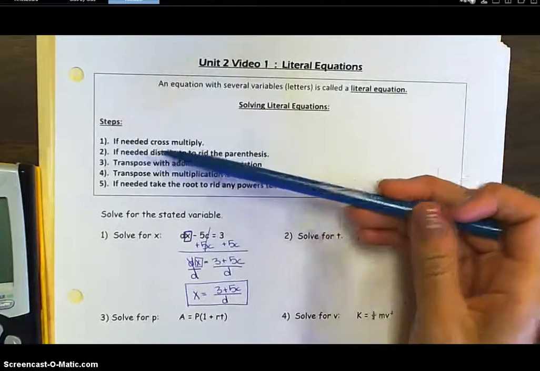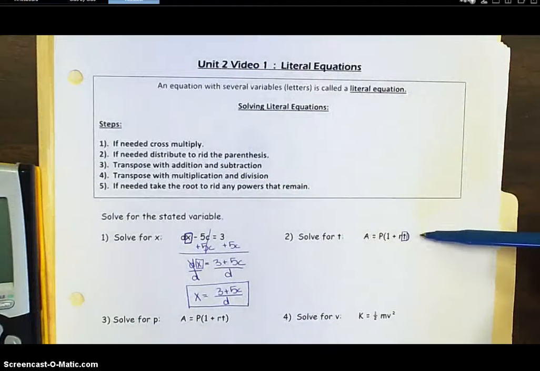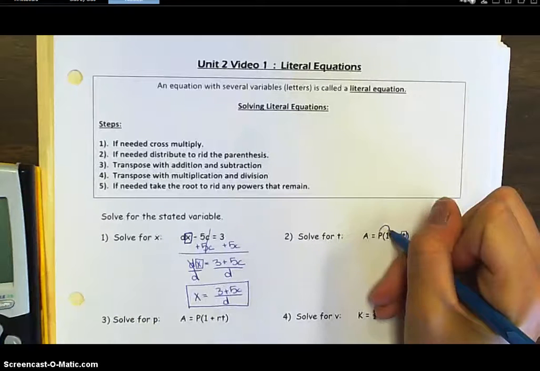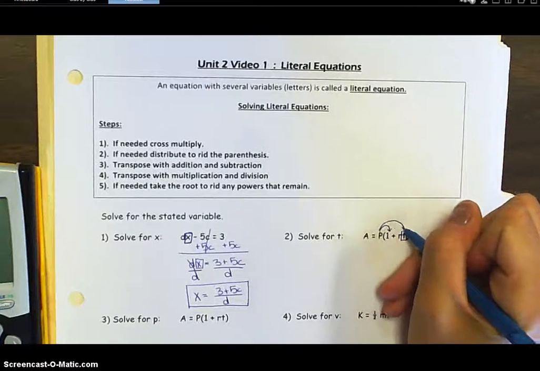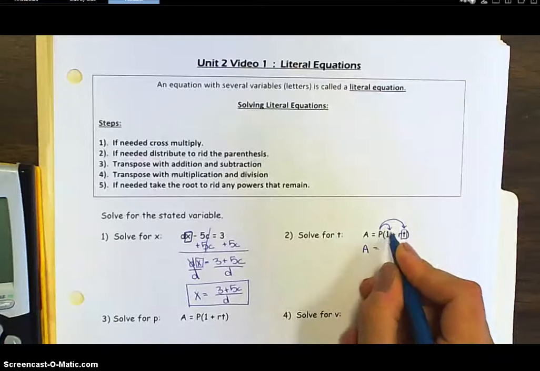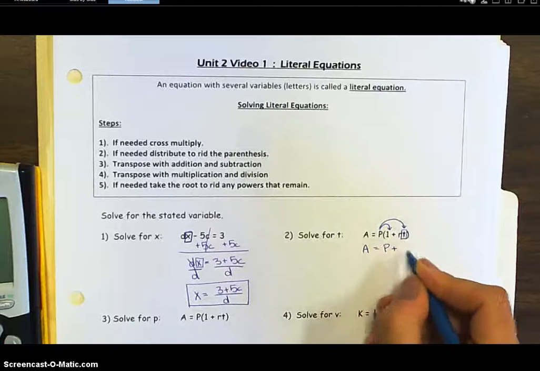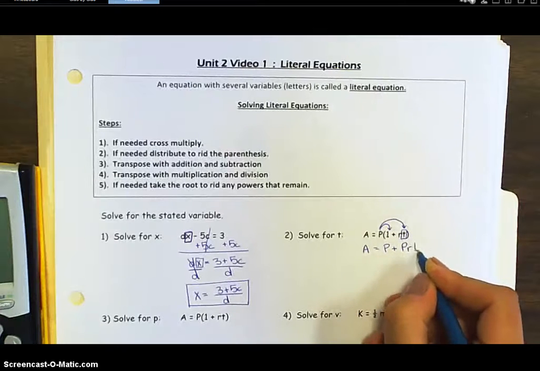Number 2, if needed, distribute to rid the parentheses. So do we have to get rid of these parentheses? Well, since the t is on the inside, yes, we have to get rid of those. So I'm going to multiply the p to the inside. So I have a is equal to p times 1, which is just p, plus p times rt, which is just prt.